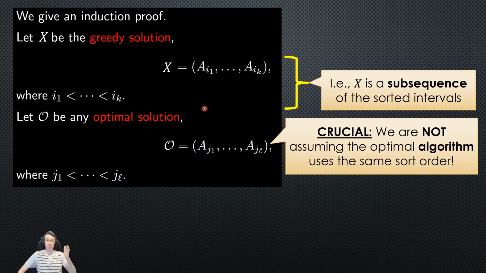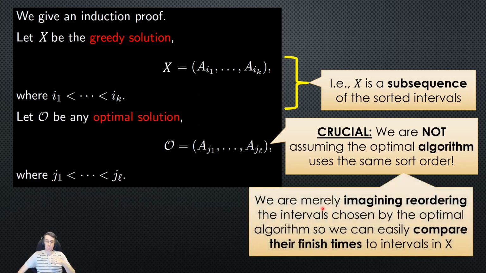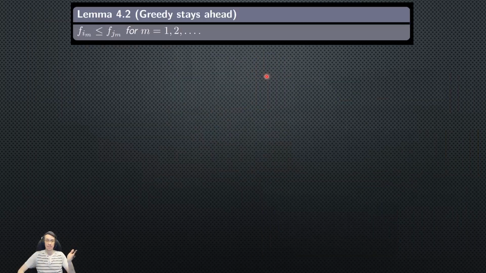So we're creating here a correspondence between A_I1 and A_J1. We're creating a correspondence between the intervals chosen by greedy, sorted by their finishing time, and the intervals chosen by optimal, sorted by their finishing time. So we're merely imagining reordering the intervals so that we can easily compare their finishing times to the intervals that were chosen by greedy, which of course were chosen in this order. So that ordering is just going to help us compare finishing times.